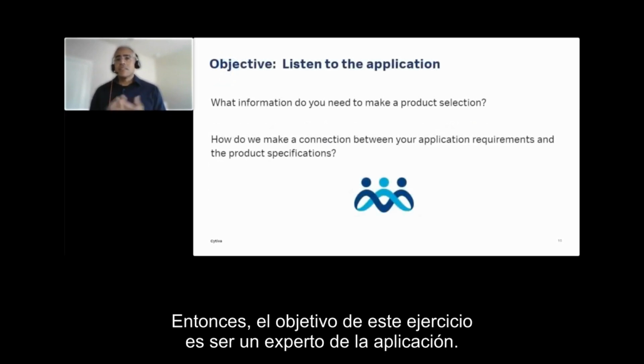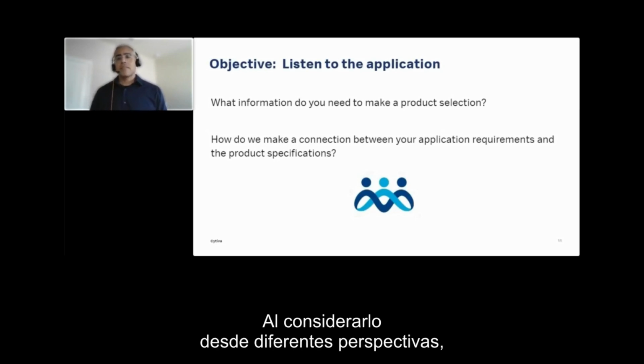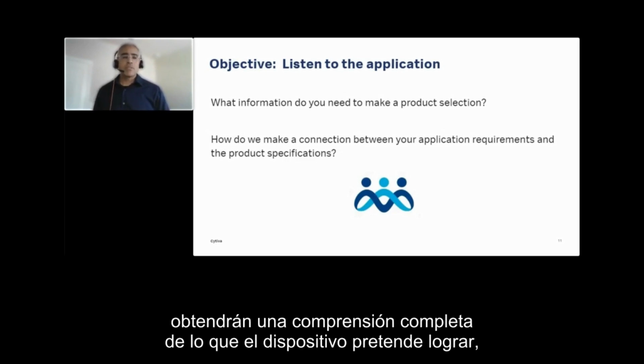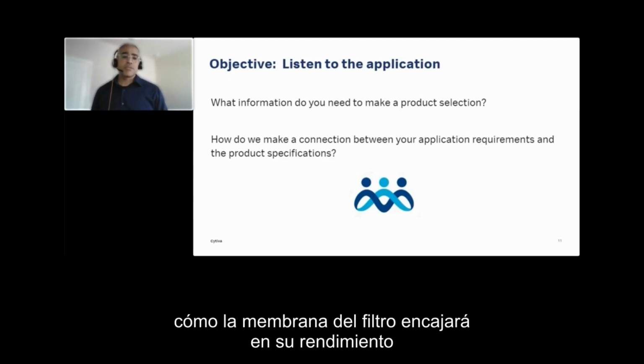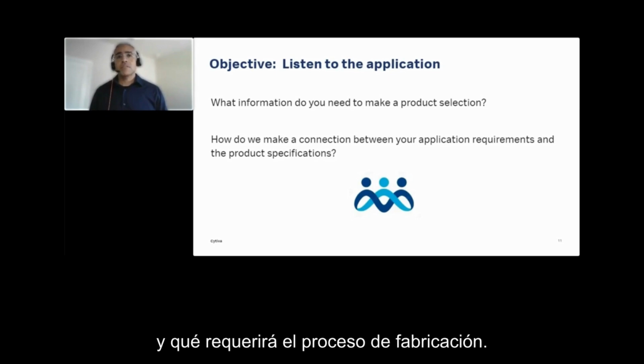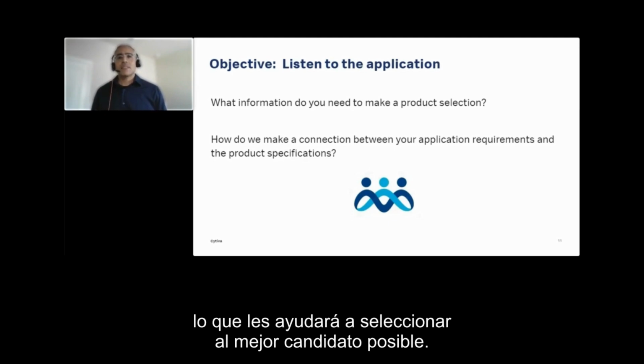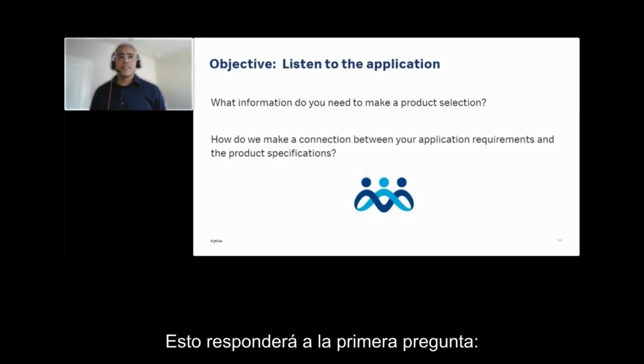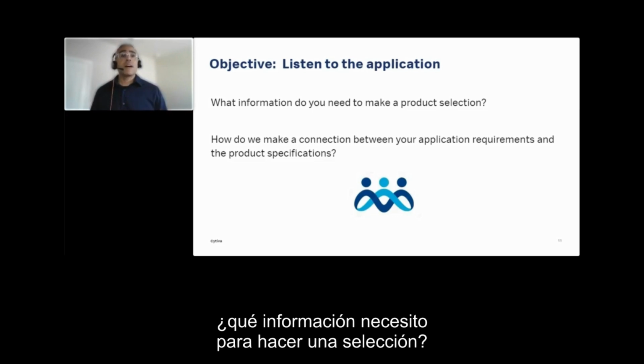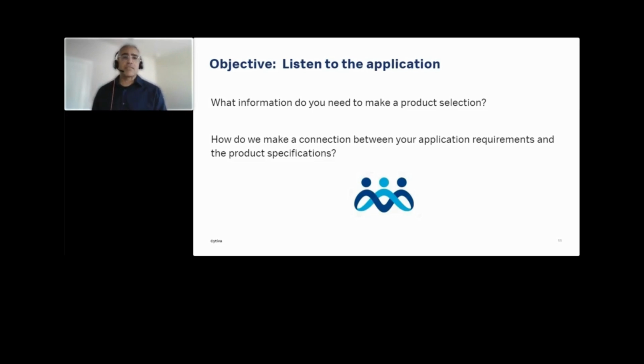So the objective of this exercise is to be the expert of the application. By considering it from different perspectives, you'll gain a well-rounded understanding of what the device is intended to accomplish, how the filter membrane will fit within its performance, and what the manufacturing process will require. In a way, then, you'll be listening to the application, and this will aid you to select the best possible candidate. This will answer the first question of what information do I need to make a selection?